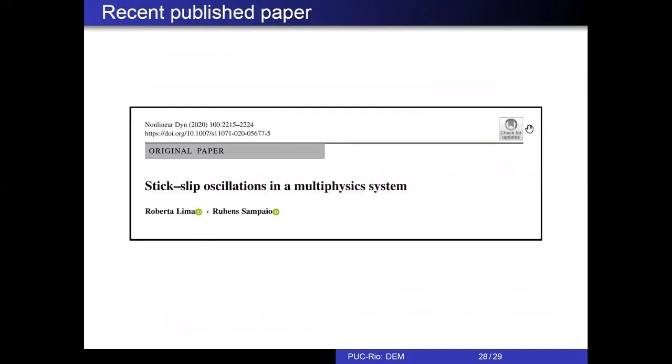If you're interested in the subject of stick-slip oscillations in electromechanical systems, you can find more details of the deterministic part of this work in the paper that I show here. Thank you for your attention.